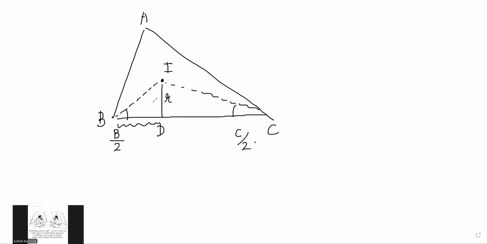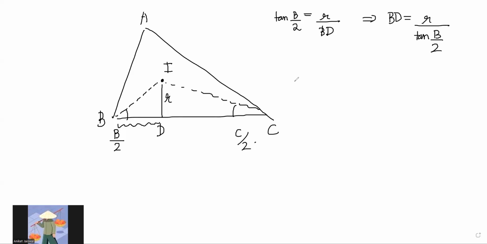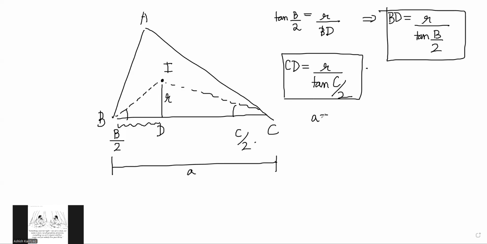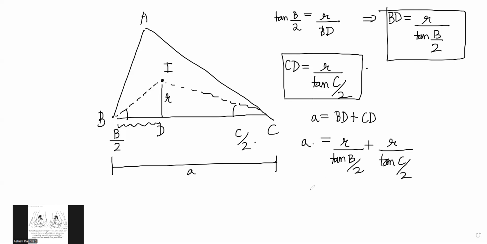We can easily say that r by BD is tan B by 2, right? So BD is r by tan B by 2. Similarly, what is CD? It is obvious, right? And then we have that a is equal to BD plus CD. So r by tan B by 2 plus r by tan C by 2 should be equal to a, right?